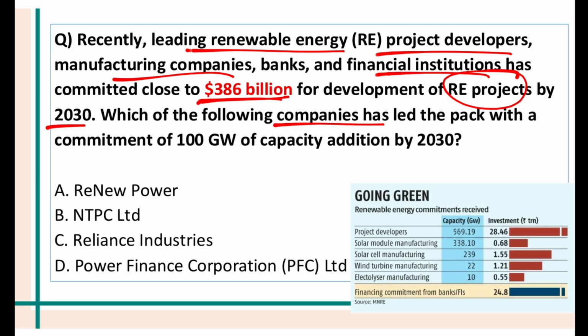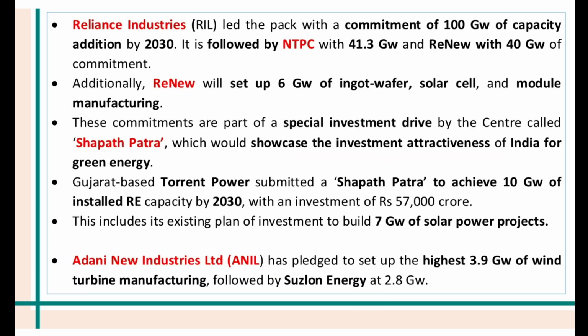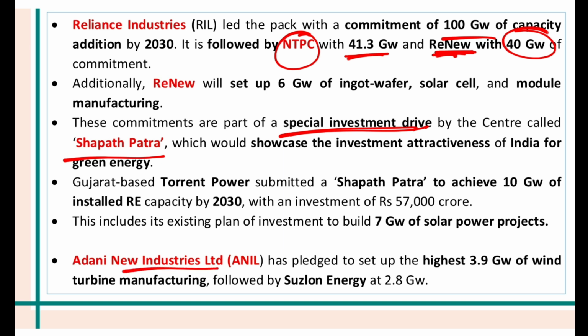Which company leads the pack with a commitment of 100 gigawatt of capacity addition by 2030? So which company will set up 100 gigawatt of renewable energy? It is Reliance Industries Limited. So they will add 100 gigawatt. NTPC will add 41.3 gigawatt. Renew Power, a private company headed by Sumant Sinha, will add 40 gigawatt. Right? So there was a special investment drive called Shapath Yatra that was launched recently. If you talk about the wind power, Adani Group will set up the highest wind power, 3.9 gigawatt.